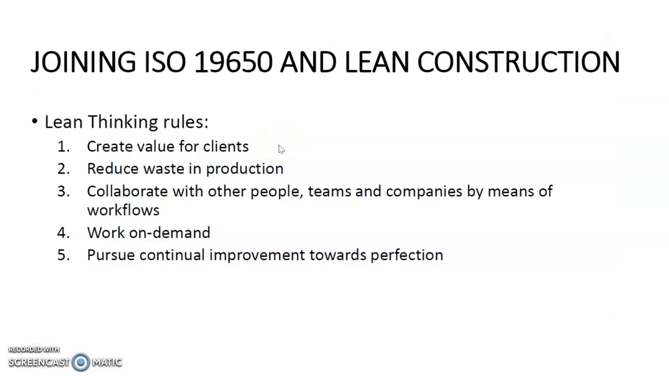Whichever lean tools that you are using, the thinking behind those tools typically will involve all these 5 items. Basically, it's trying to create values for client, reduce waste in production, collaborate with other people, teams, companies by means of a workflow, work on demand, pursue continuous improvement towards perfection.